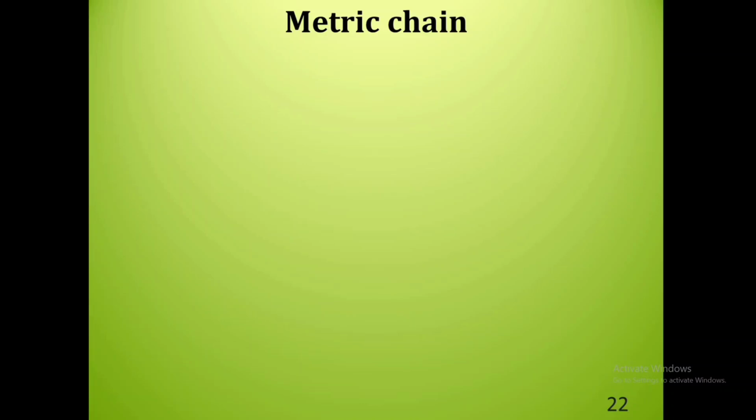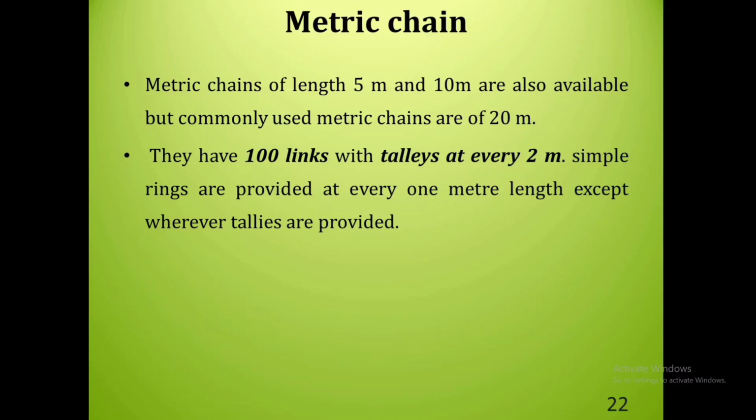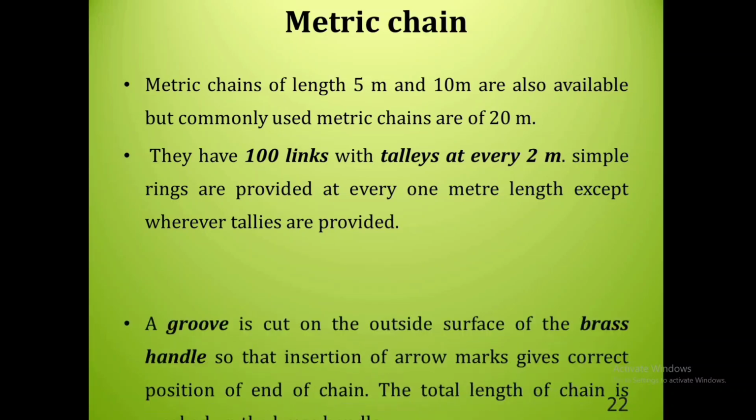The first type is metric chain. This chain will have 100 links with a tally at every 2 meter. This is available in 5 meter, 10 meter and 20 meter chain lengths. Normally we prefer 20 meter chain, and at every 1 meter length of the chain there is one ring which indicates meter in the chain.